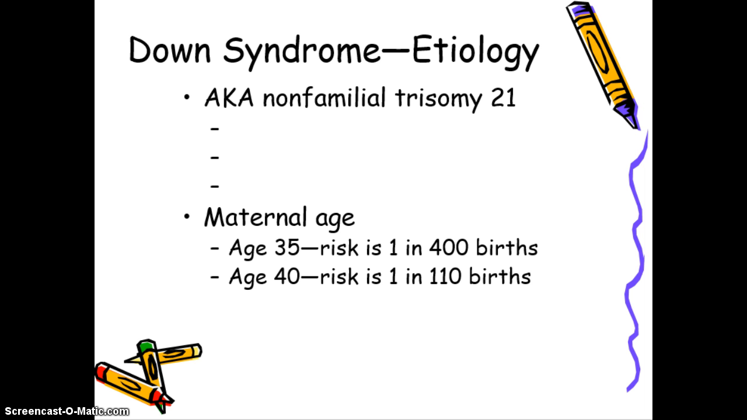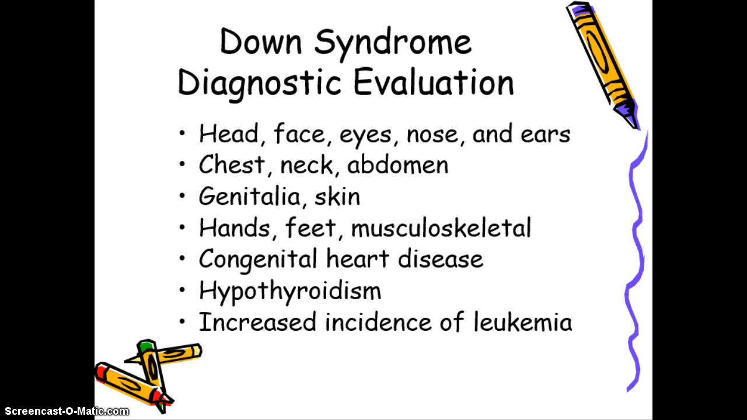So you can see that advanced maternal age does play a part in it, but we are seeing adolescent teens having babies, and their babies being more prone to having Down syndrome. So we are seeing both ends of the spectrum there. It is the most common genetic cause of cognitive impairment, and it does occur more often in Caucasians than it does African Americans.